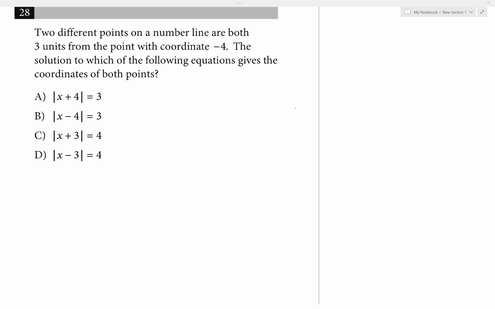Okay, so first they said we have 2 points on the number line, and they're 3 units away from -4. So what we can do is draw a number line and try to figure out what the 2 points are, right? So let's say this is -4 on the number line. So here this is like 0 maybe. Right, so we go 0, -1, -2, -3, -4, -5, and so on and so forth.